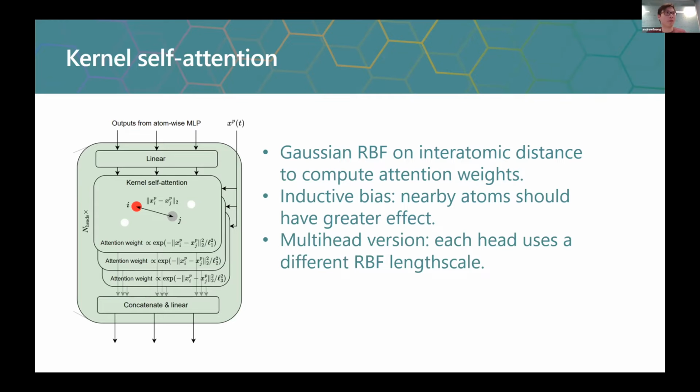And we also implement a multi-head version of this. So each head is going to use a different RBF length scale. So it's just like multi-head attention with dot product attention, except now it's this kernel attention, and you use a different length scale for every head.